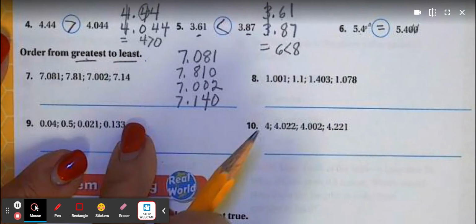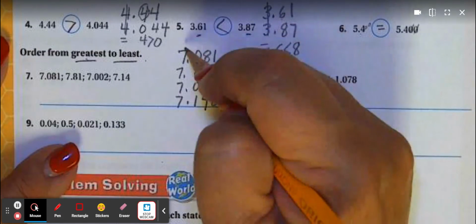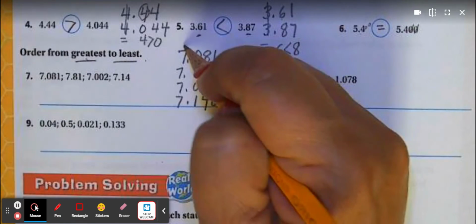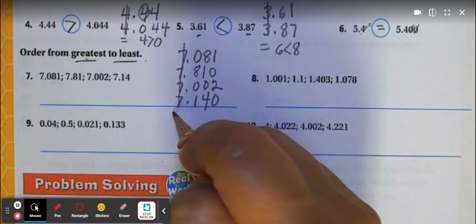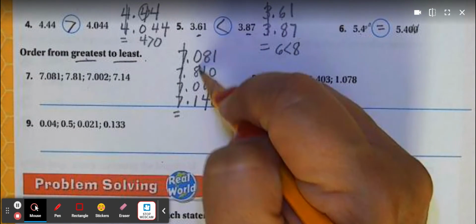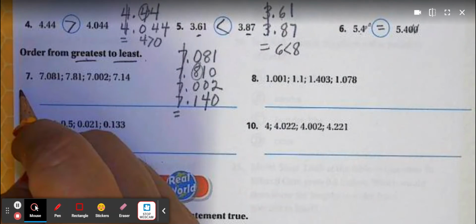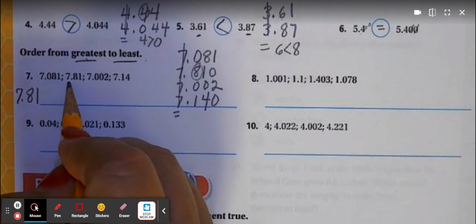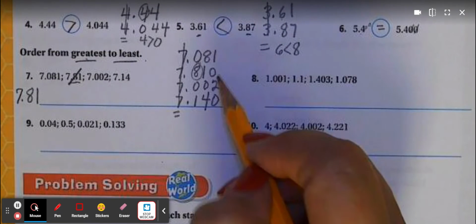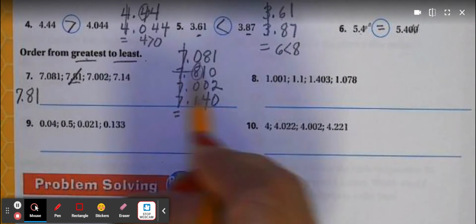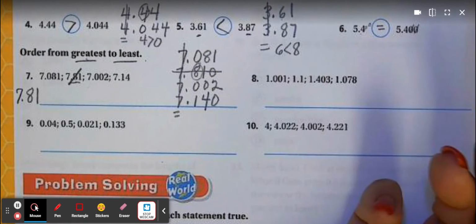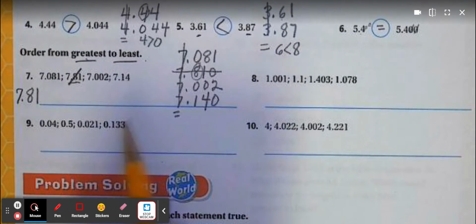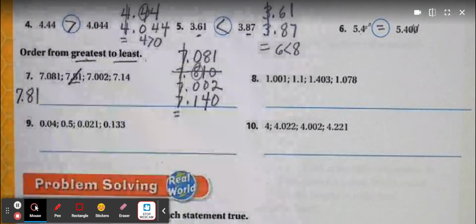Always start from left to right, just like when we're reading, we read from left to right, and this is all equal. Then I'm looking for the largest, so I have 7 and 81 hundredths right here. I can cross that out, and I can cross this out. I can add the 0, but I'm not because this is my original, but if I wanted to, I can still do it.